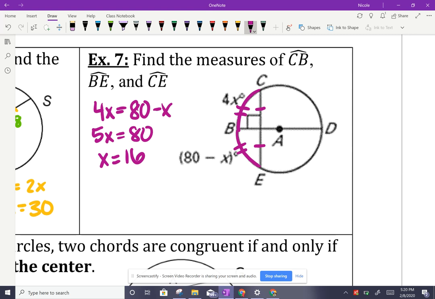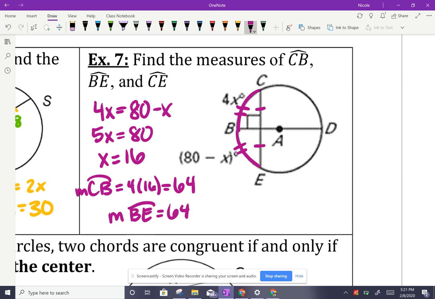Once I know that, I can take that x and plug it in. So for CB, that gives us 4 times 16, which is 64. That, of course, means the measure of BE is also 64 because they are congruent. And CE, the whole thing, you just double it. So the measure of CE is 64 times 2, which is 128 degrees.